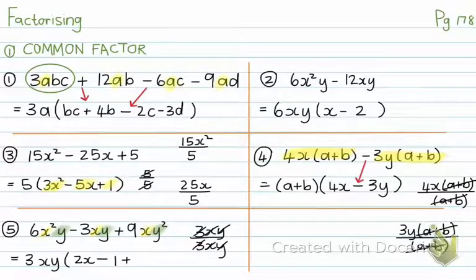Then the last term, 9xy squared divided by 3xy. 9 divided by 3 is 3. The x's will cancel out, and y squared divided by y is y to the power of 1. There you go.